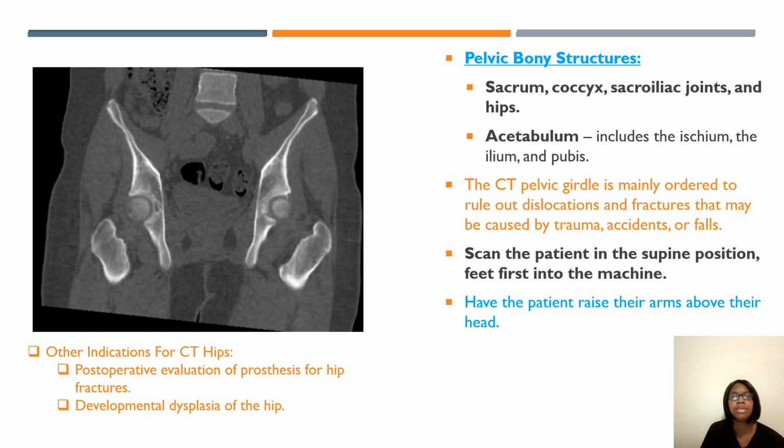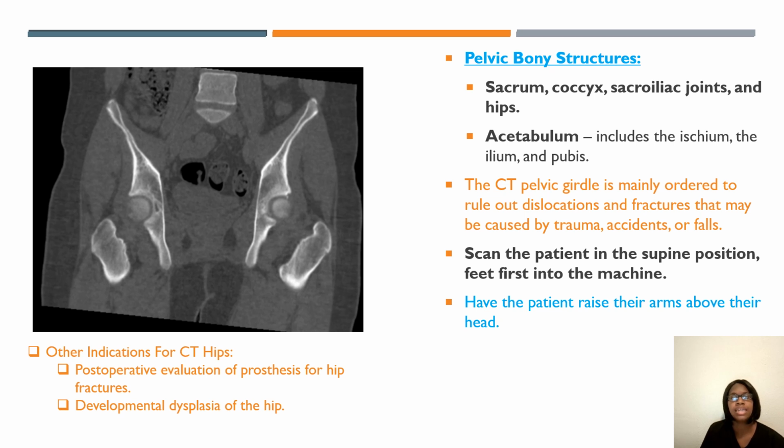We have the bony pelvis or our pelvic structures. You want to make sure that you know the anatomy that is in the pelvic girdle. Scan the patient in a supine position, feet going inside of the machine. If I'm scanning a trauma patient, just be very careful if they come into the ER and you have them on a sliding board. Just be careful whenever you are positioning them.